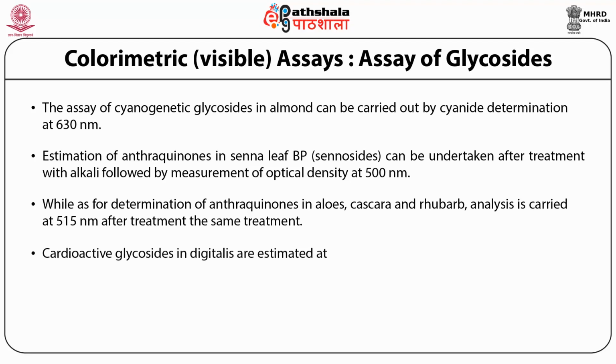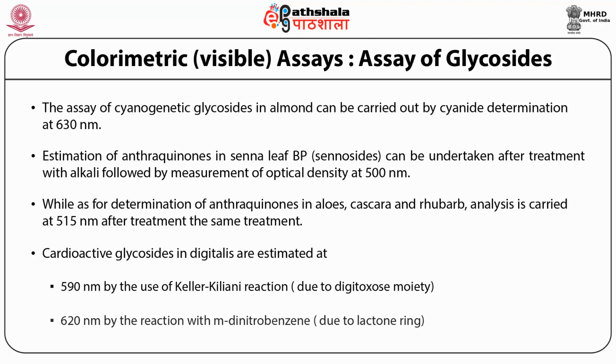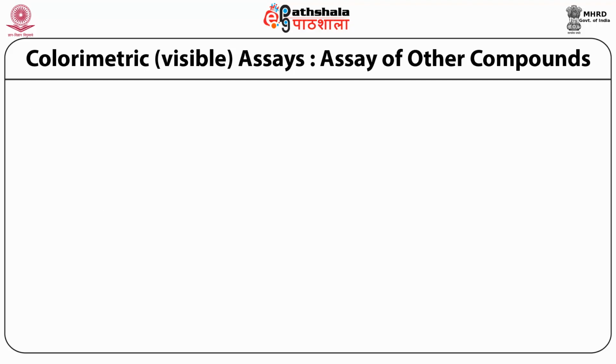Cardioactive glycosides in digitalis can be estimated by either of the methods given here. Method A is to use the Keller-Kiliani reaction and record the absorbance at 590 nanometers, or you can follow meta-dinitrobenzene treatment and record optical density at 620 nanometers. The first one is the specific reaction for digitoxose, while the second one is due to the presence of the lactone ring.